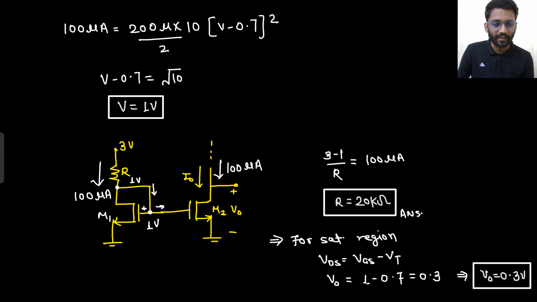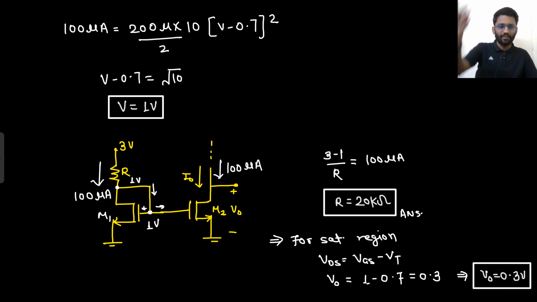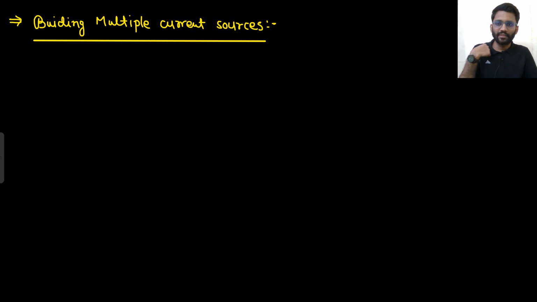What did you understand here? If you are making this circuit, you have to adjust V naught such that it is 0.3 volts so that it is working in saturation region. Now both are in saturation region, both have the same VGS, that means it is a current mirror. So 100 microampere current here, 100 microampere current here. By that you can get to know the value of R as well. So this was a very easy question. You could have solved it very easily, right? We found the V value, and from that we could find the value of R and V naught. Well and good.